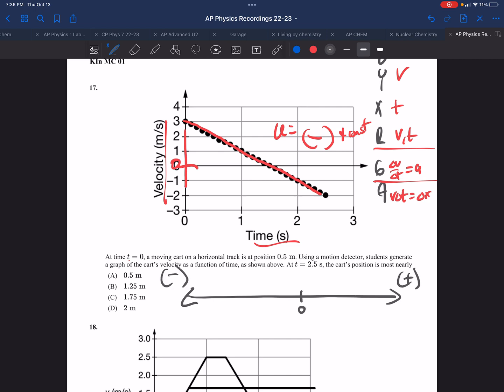It's at a position of 0.5 meters. T0, 0.5, and that is x0. The students generate a graph of the cart's velocity as a function of time, as shown above. All right, so we show this thing. It has a positive velocity moving like so, but it's slowing down and eventually comes to a stop right there at about 1.5 seconds.